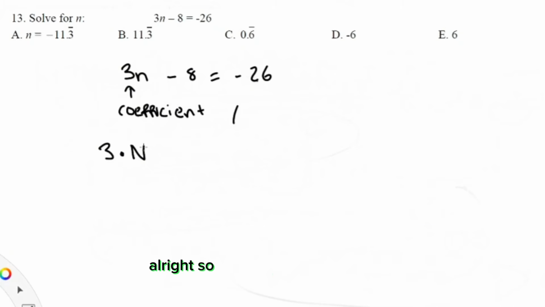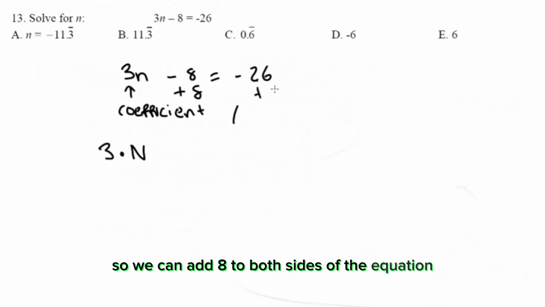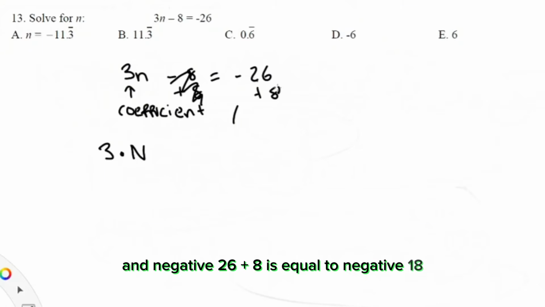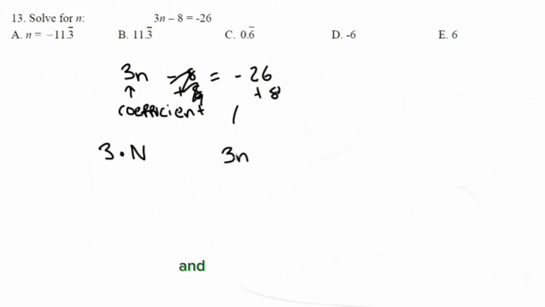Alright, so now we can solve for this by first separating the n by itself. So we can add 8 to both sides of the equation to cancel out the 8 over here. So this cancels out, and negative 26 plus 8 is equal to negative 18. Now we have 3n is equal to negative 18.